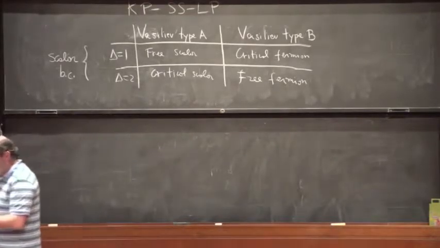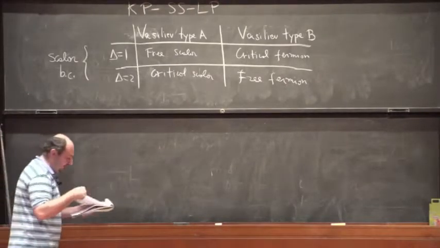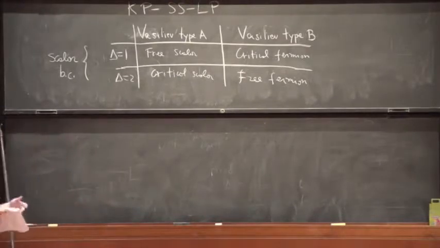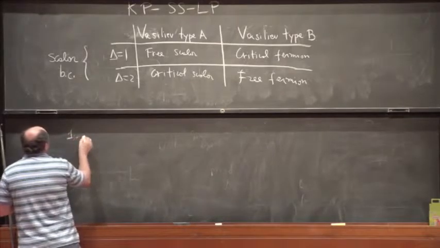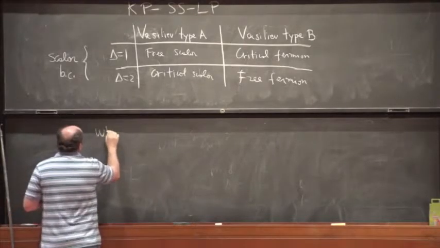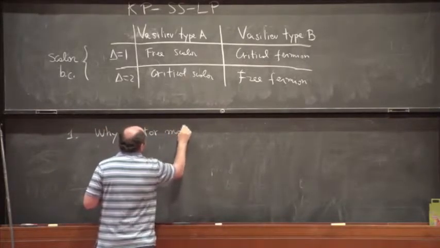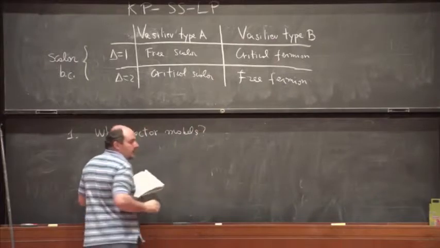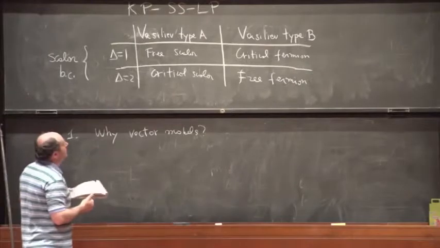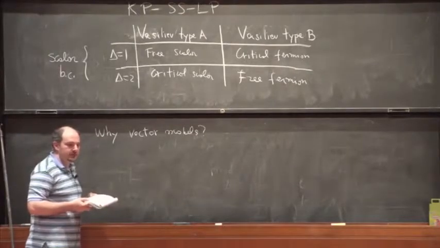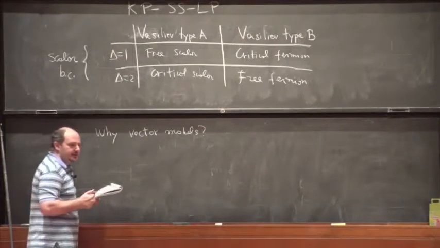Okay, so before we move on to describe, hopefully to reach, the structure of Vasiliev theory, let me finish by just making a couple of comments. First, we already said yesterday, but let me say again, why we are considering vector models. The reason we're considering vector models, as we discussed yesterday, is that the spectrum of single trace operators, UN invariant or ON invariant, is very simple. They're just the bilinears.